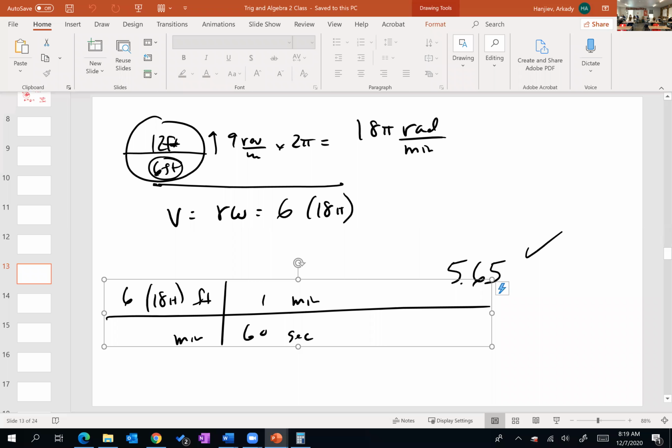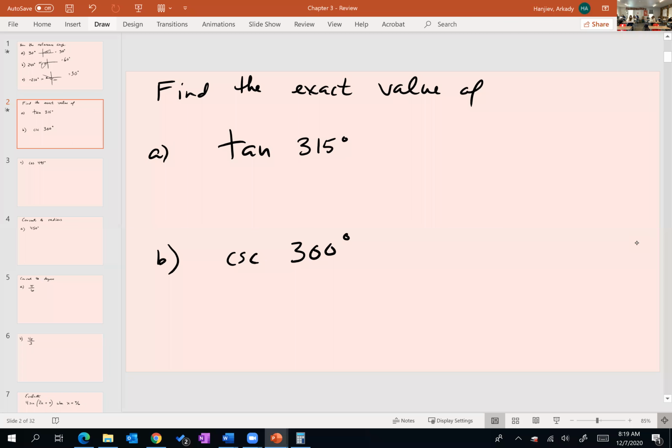Right, does some funny stuff here. There. All right. Tangent 315 degrees. Anybody or Haley? I totally forgot how to do this. No problem. So 315 degrees would be about right over here.